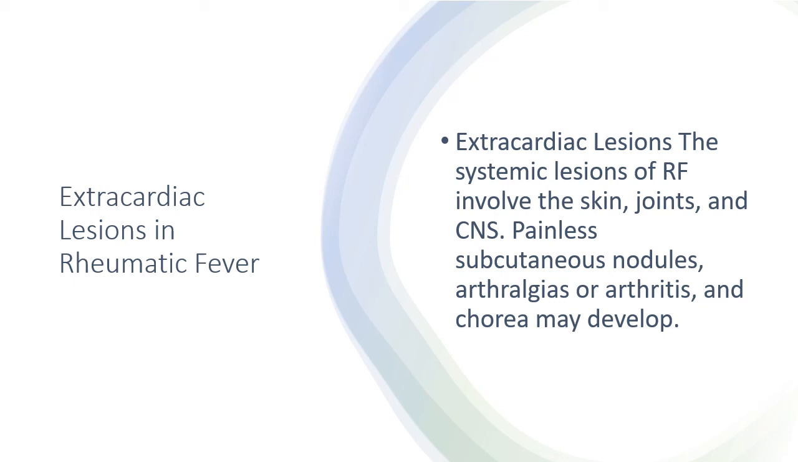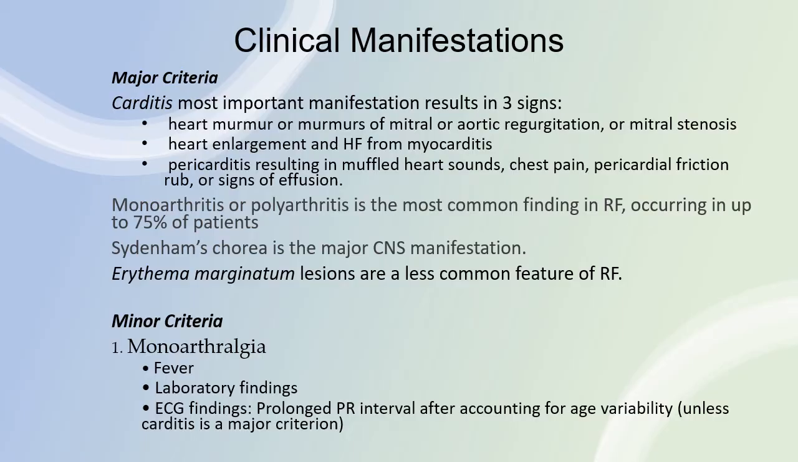When healing occurs, fibrosis and adhesions develop that partially or completely destroy the pericardial sac. Damage to the heart begins during the first attack of rheumatic fever. Recurrent infections can cause structural damage. Carditis is the most important manifestation of rheumatic fever. It results in three signs.